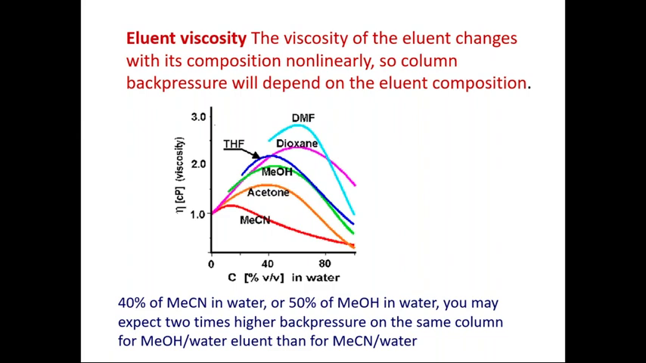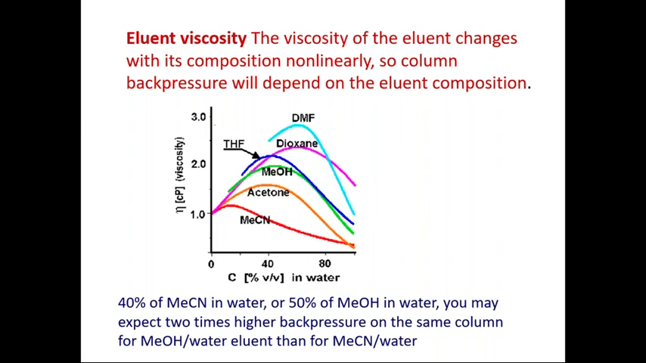And you will see as the viscosity of the solvent increases, the back pressure of the column also increases, and at times, because the instrument has a limit on the back pressure, the instrument will switch off. So the eluent viscosity is very important.